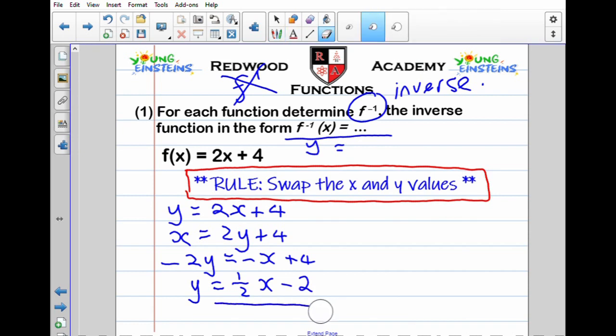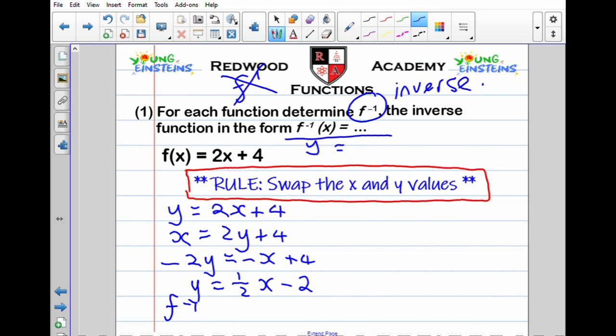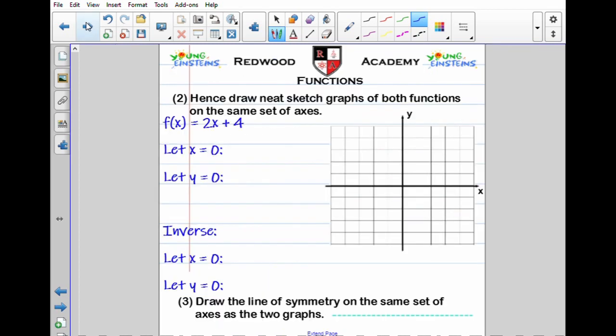Now, just put it in the form that they did ask for. So they asked for f minus 1 at x equal to a half x minus 2. And that is exactly what they asked for. So that's how you determine the inverse. Remember this very, very special rule, swap the x and y values. Okay, let's go on to the next one.